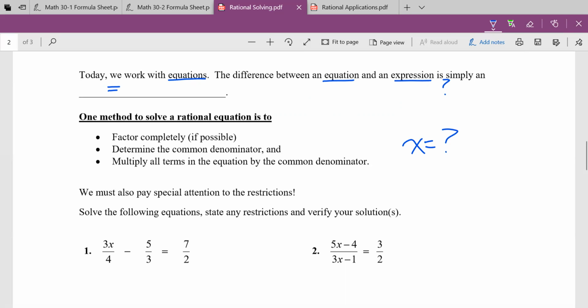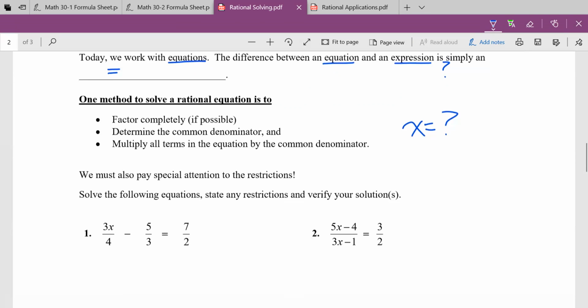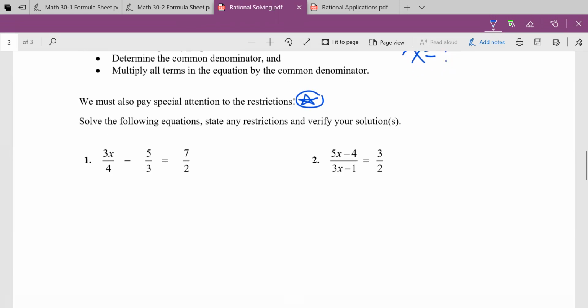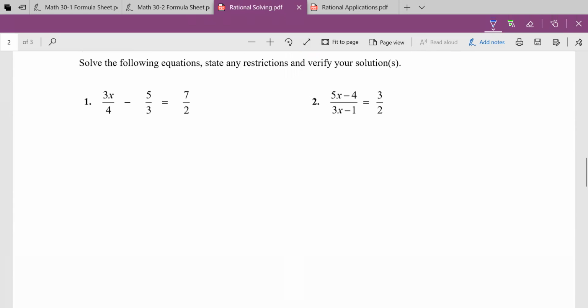Okay, the steps are going to look fairly much the same as what we've been doing the last few lessons. And in fact, I think that this will be much easier than adding and subtracting. Now, the last thing I want to pay attention to here before we go on is this. We're going to have to pay special attention to our restrictions, and I'll show you why you want to star that. So let's solve these things.